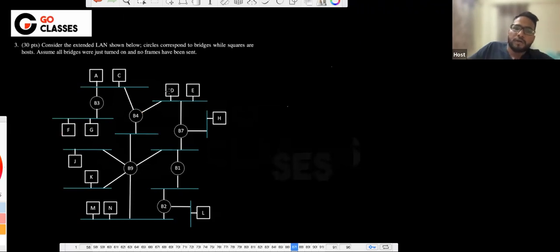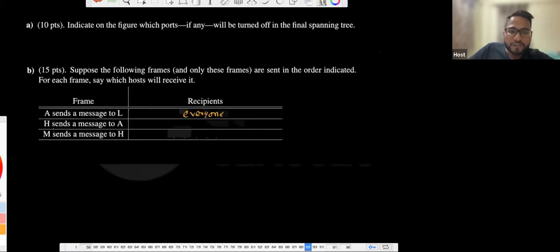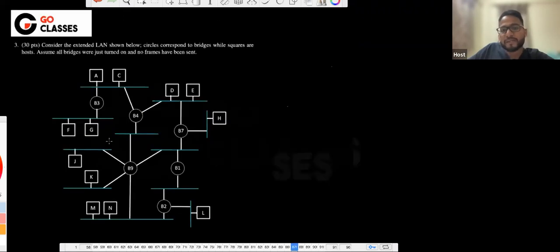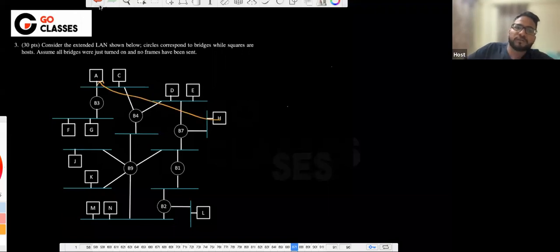Okay. Now let's do the next question, which is saying H sends a message to A. After A is sending a message to L, now H is sending a message to A. Now who is receiving this packet? Now see, everyone knows where A is, right?